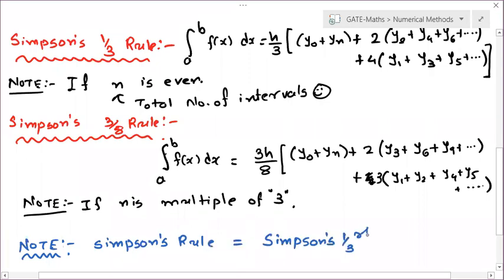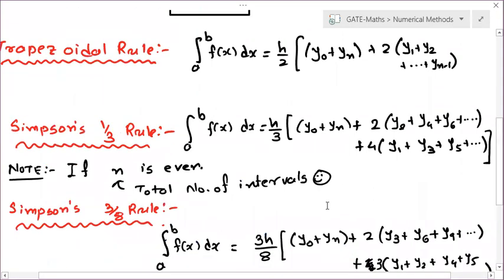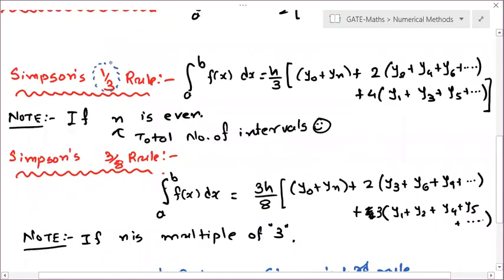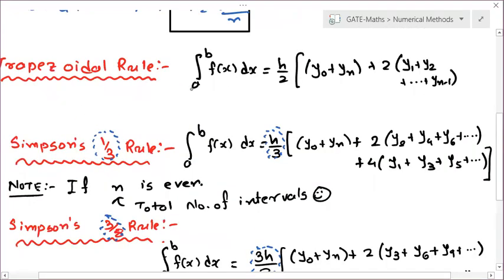Now how to remember this, so I am giving you this shortcut. For Simpson's 1/3 rule, the factor is 1/3. For the 3/8 rule, the factor is 3/8. For trapezoidal, it is half. Nothing is specified, so trapezoidal means half. For trapezoidal, it is easy: first plus last plus 2 times remaining. Here you just have to take first plus last.